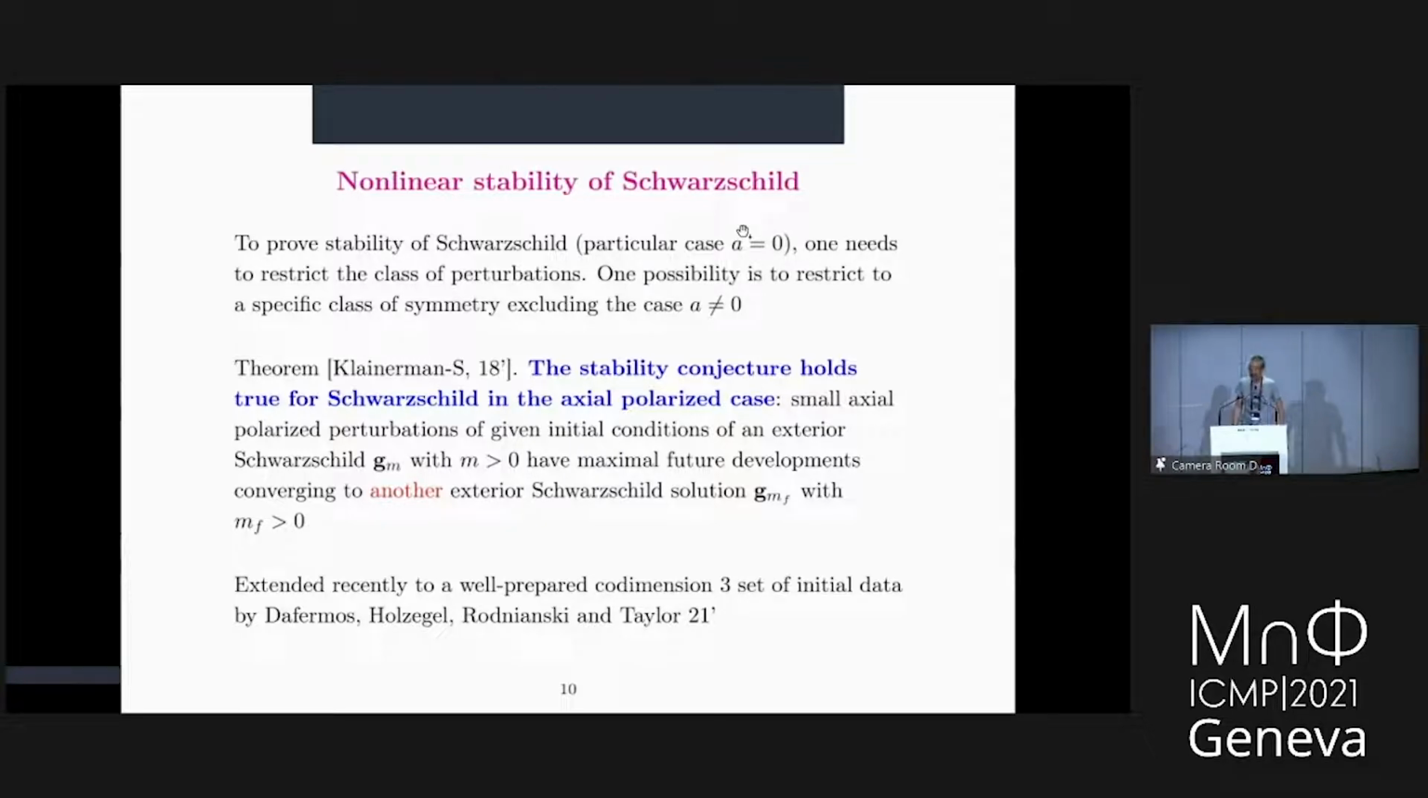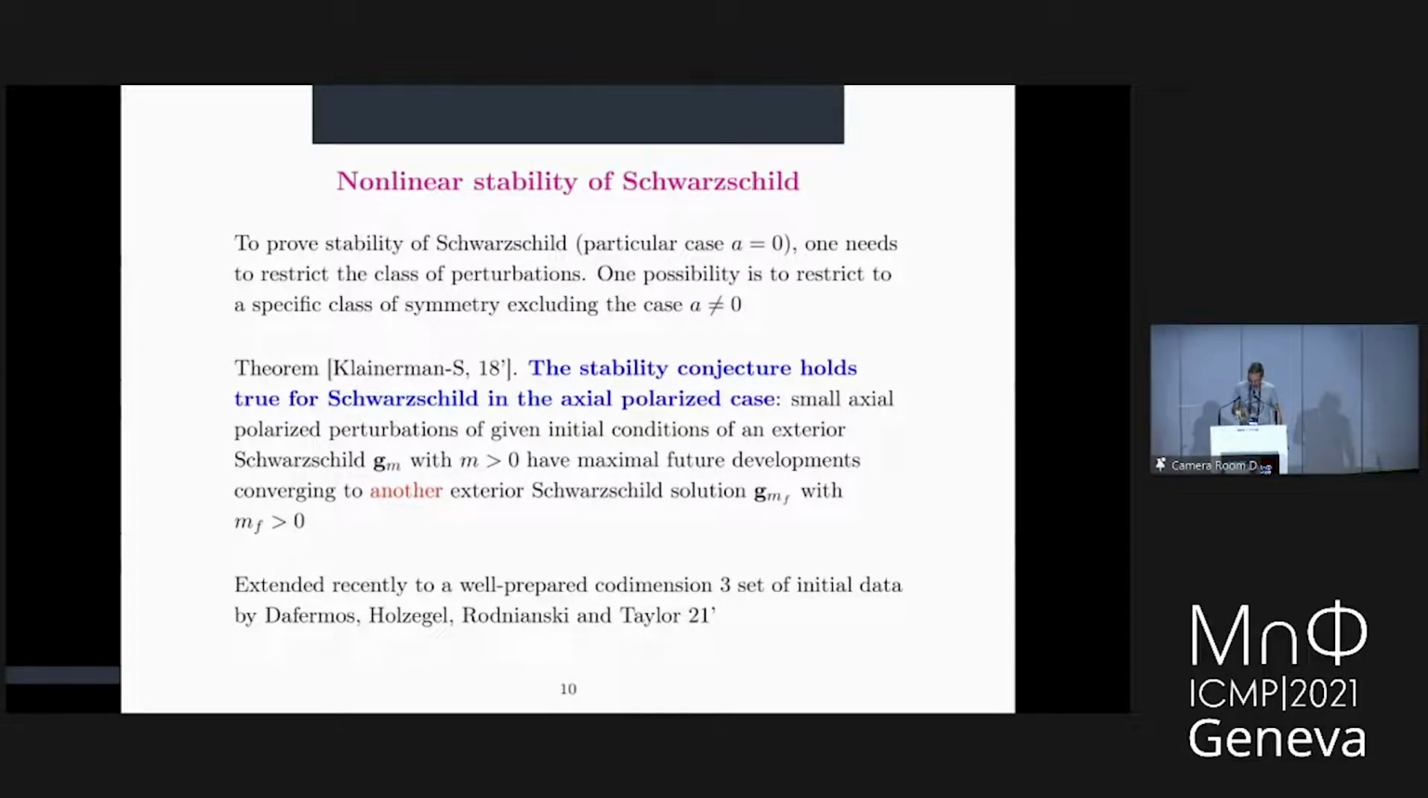On the other hand, you cannot hope to prove a stability of Schwarzschild in general. You have to restrict the class of perturbation. And why is that so? Because if you start close to Schwarzschild, the conjecture tells you that in principle you end up close to Kerr. So if you want to force convergence back to Schwarzschild, if you want to force your end state to be Schwarzschild, in other words, the end angular momentum to be 0, you have to restrict the perturbations.